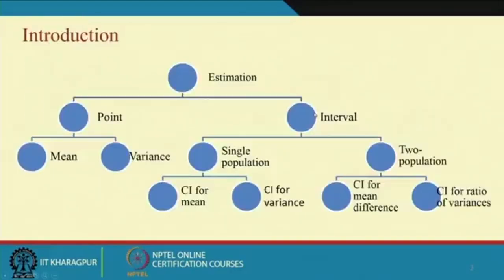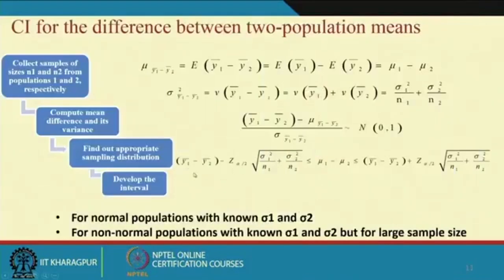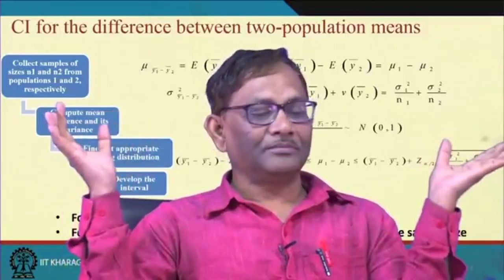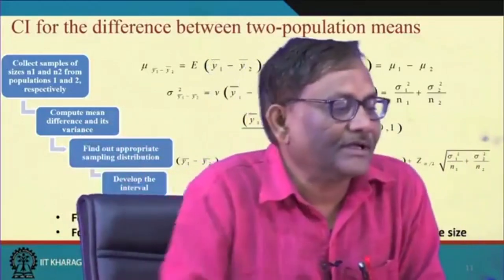So, ultimately, you just see some of the slides, where the concept is given to you. If it is a z distribution, this is the equation, and from this you can very easily come to this equation: y1 bar minus y2 bar minus z alpha by 2 into the standard error part, and so on. This formula is used for normal populations with known sigma1 and sigma2, and for non-normal populations with known sigma1 and sigma2 but a large sample size. So, it is used for computing the confidence interval for the difference between two population means for all normal populations when the variances sigma1 and sigma2 are known, and for all other populations when the standard deviations are known and a large sample size has been taken into consideration.